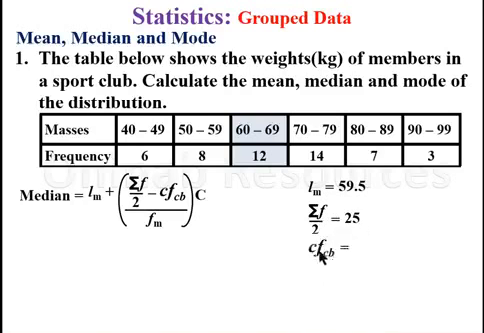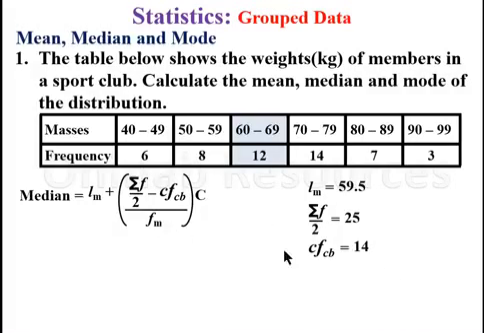Then we now go for the cumulative frequency of the class before the median class. So how do we get the cumulative frequency? That's 6 plus 8, which gives 14. This is the class before the median class. Its cumulative frequency is to add all the frequencies before the median class, which is 6 plus 8, giving us 14.